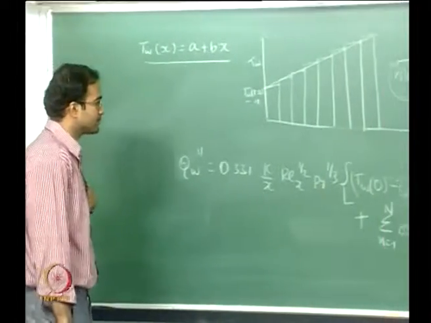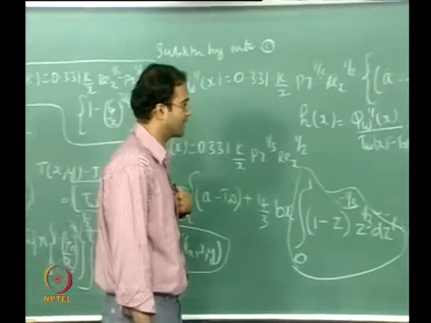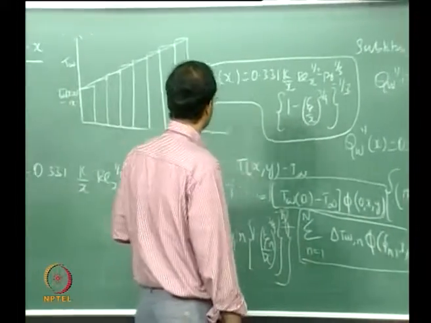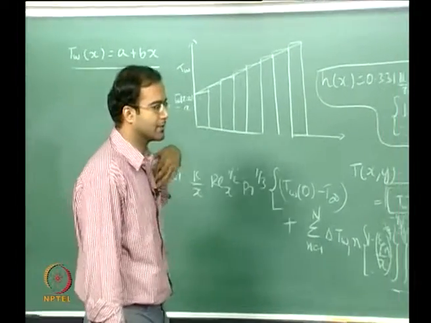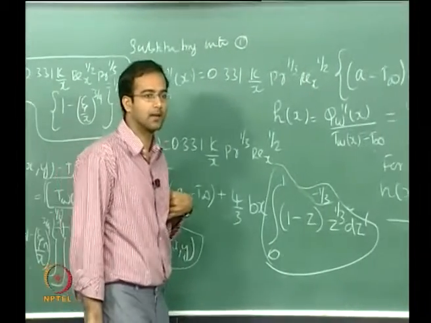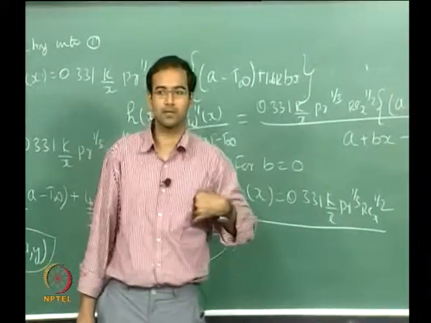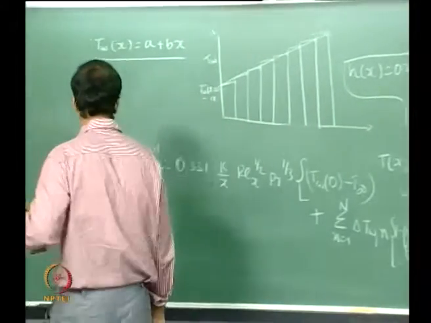Okay, so this is just to give an example of how you take a problem where suppose you have a wall temperature variation like this, and you can use either the Duhamel's integral or a simple superposition technique, and you can calculate your local heat transfer coefficient and your wall heat flux. Okay, so any questions on this?